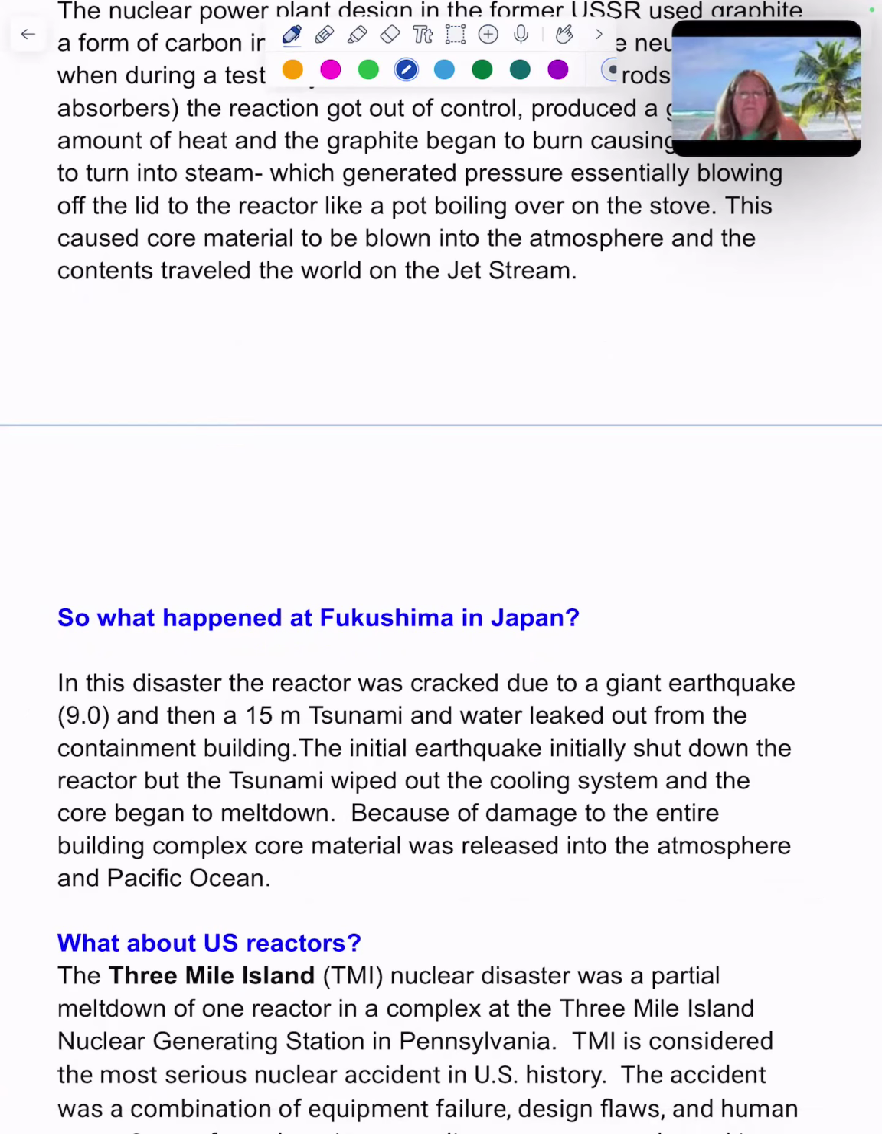But the problem was the tsunami, the tidal wave, wiped out the cooling system and the core began to melt down. Because of damage to the entire building complex, some core material was released into the atmosphere and into the Pacific Ocean. So building a nuclear power plant in a highly geologically active region probably wasn't the best design, but we put them near water, near oceans, because we need a lot of source of cooling.